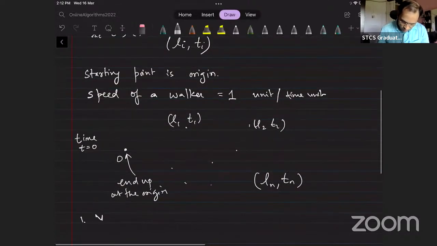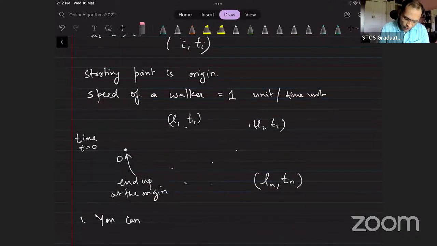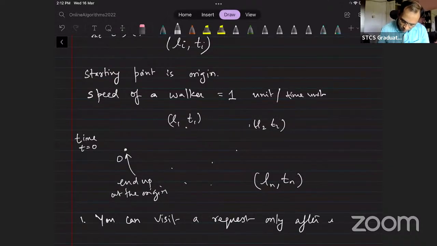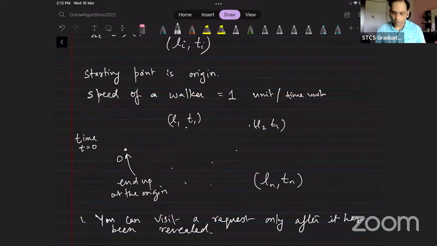One condition: you can visit a request only after it has been revealed. You could have possibly already touched that location before, but that is not going to be counted. Unless that location is actually revealed, we will not count that request as fulfilled. You can think of it in terms of fulfilling a request or not. Is the problem description clear?